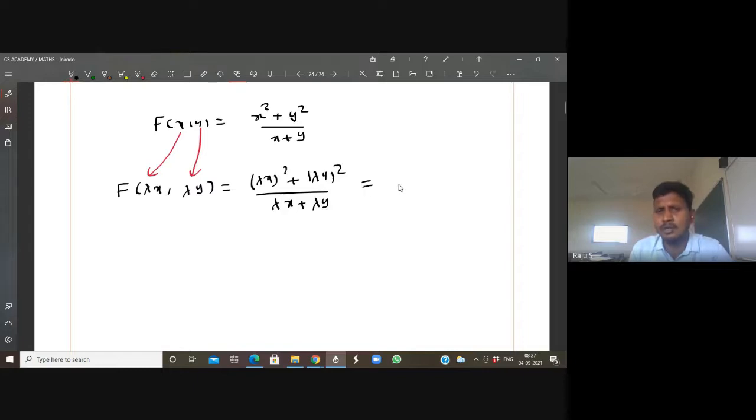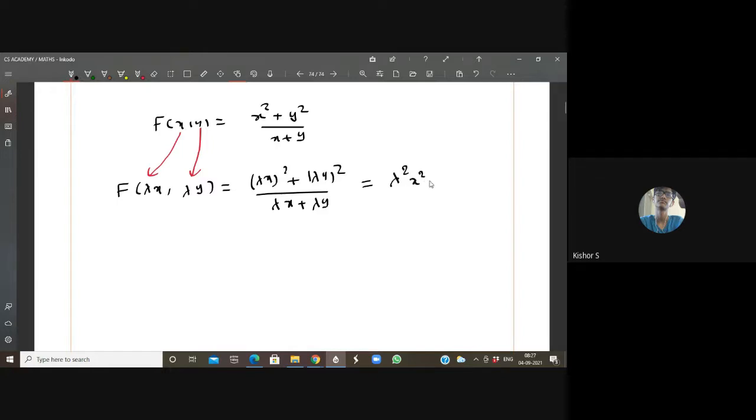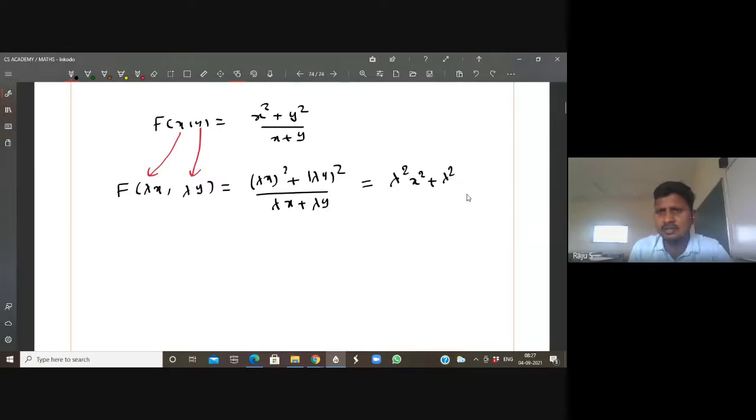What is common in the numerator? Lambda square. Could you just explain why we should use lambda x and lambda y again? To check whether the given function is homogeneous or not, this is the procedure. We have to replace x by lambda x and y by lambda y. Then only we are going to know whether the given function is homogeneous or not. If it is homogeneous, then only we'll go for the homogeneous differential equation. Otherwise, we cannot solve the differential equation.